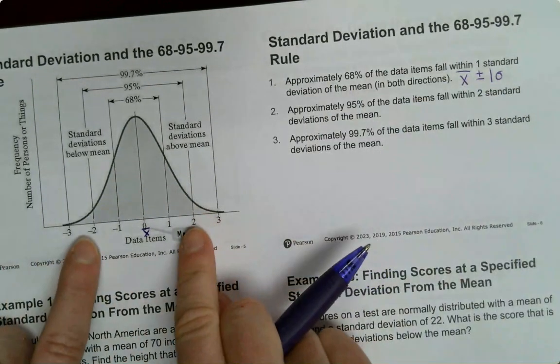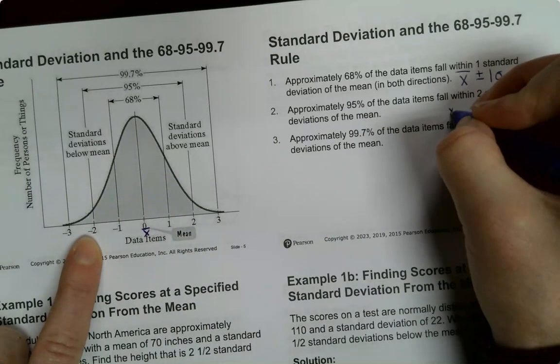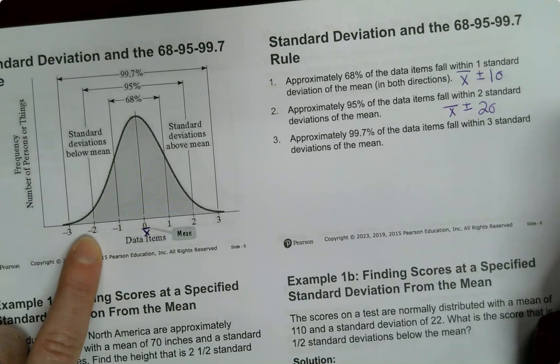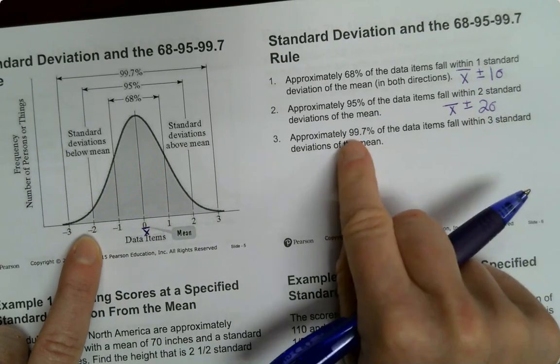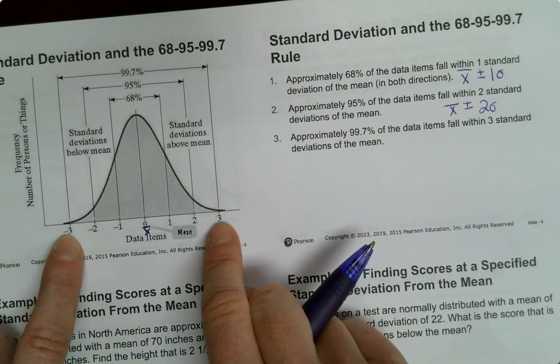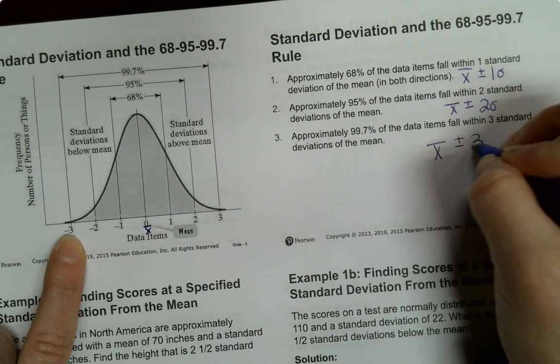95% of the data falls within 2 standard deviations, so it looks like this. So we'd say x bar plus or minus 2 standard deviations. And then 99.7%, which is a majority of the data, falls within 3 standard deviations. So we'd say x bar plus or minus 3 standard deviations.